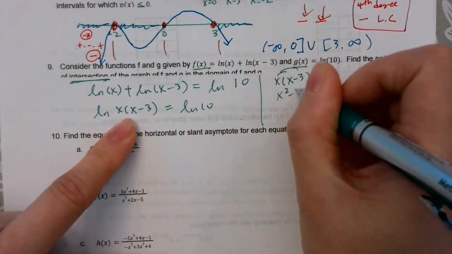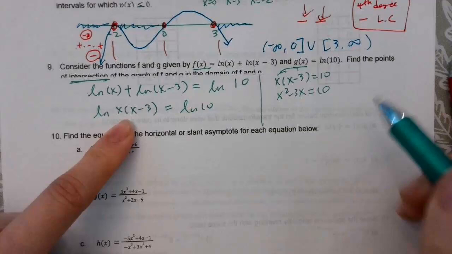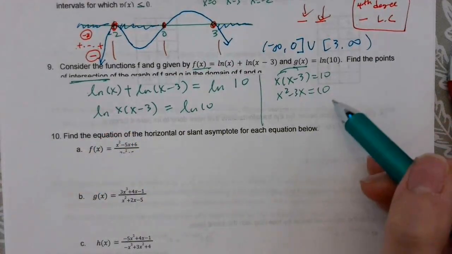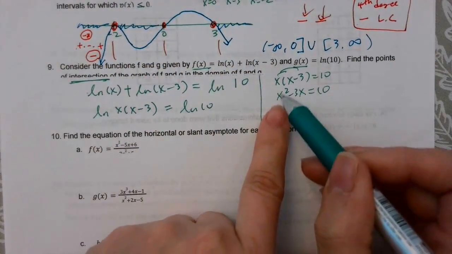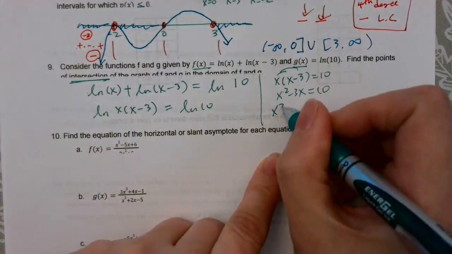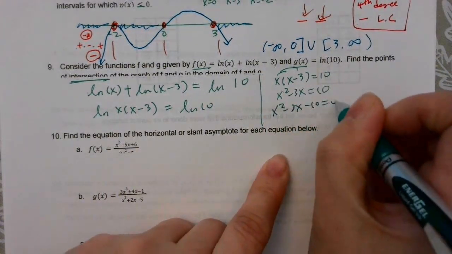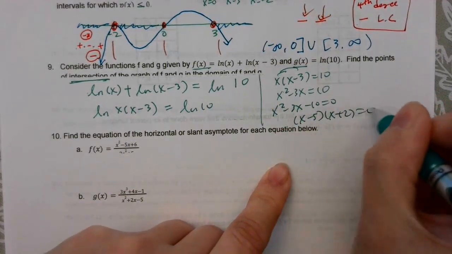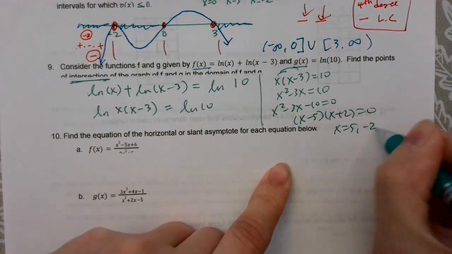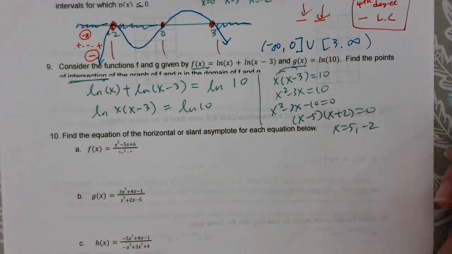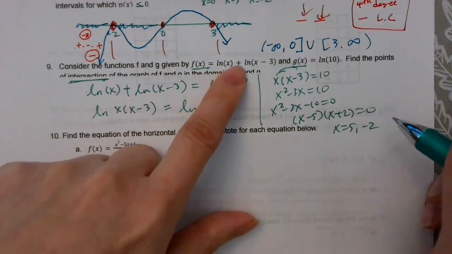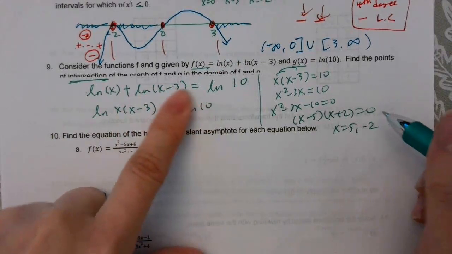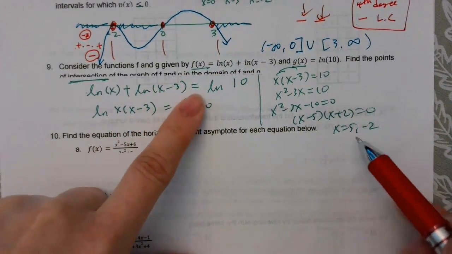Distributed. I'm going a little fast. If you're having a hard time with this, pause it and then take notes or make sense out of it. Quadratic equation, you're going to set it equal to 0 and factor with the ACB chart. Your zeros are 5 and -2. Once you find your zeros, remember this is a logarithmic equation, so you do have to check for extraneous solutions by plugging it back in.